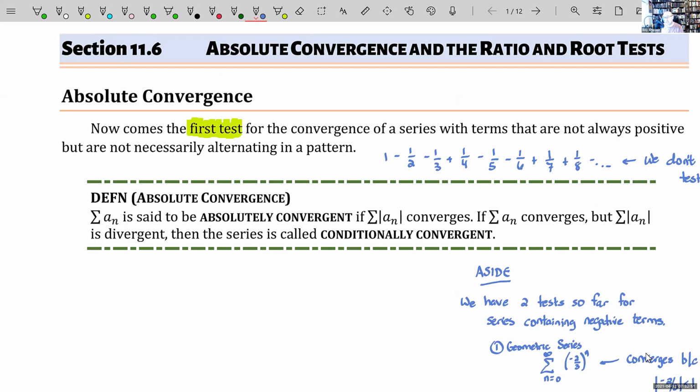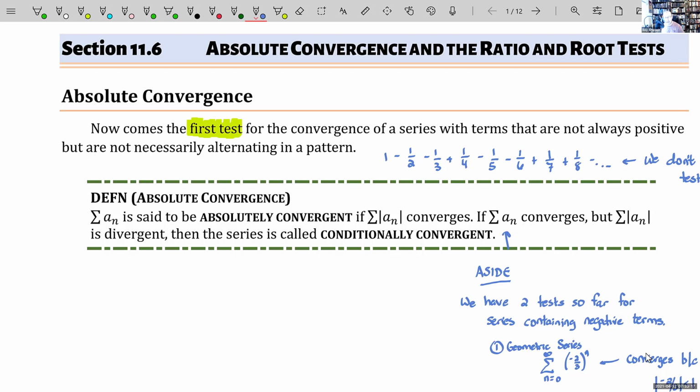If the series a sub n converges, so if the original series converges, but the summation of the absolute value of its terms does not converge, then we say the series is conditionally convergent, because the original series converges, but the sum of its absolute values does not.